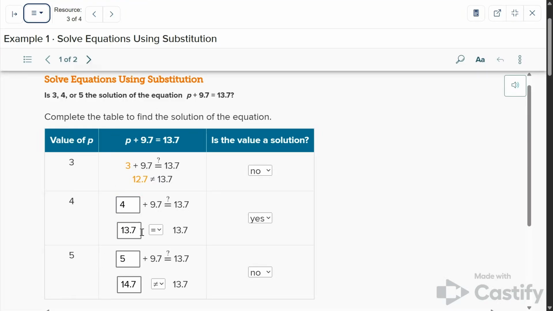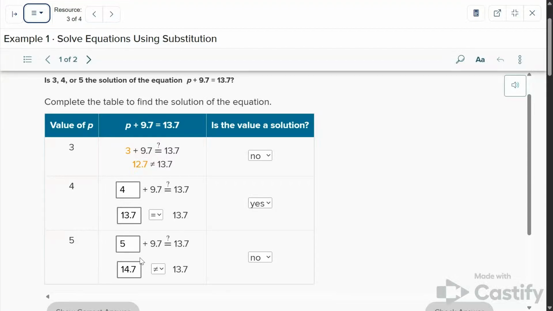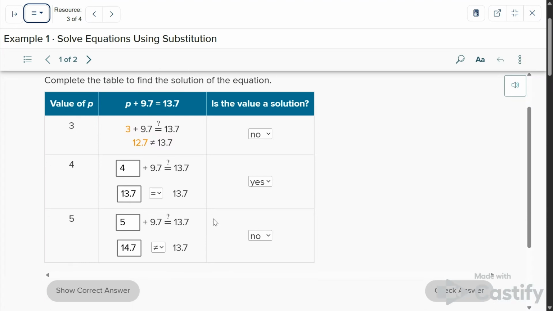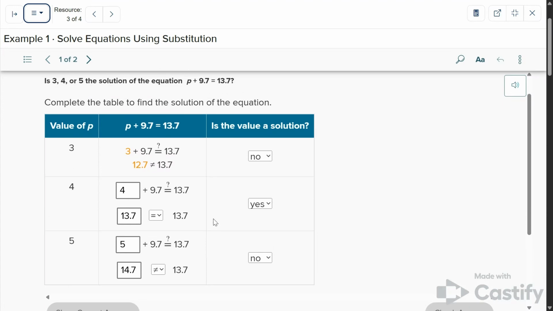So we just go through and do each one and substitute them in. 3 plus 9.7 is not 13.7, so that's not a solution. 4 plus 9.7 is 13.7, so that is a solution. 5 is not a solution because 5 plus 9.7 is not 13.7. So like I said, sometimes there is more than one right answer.